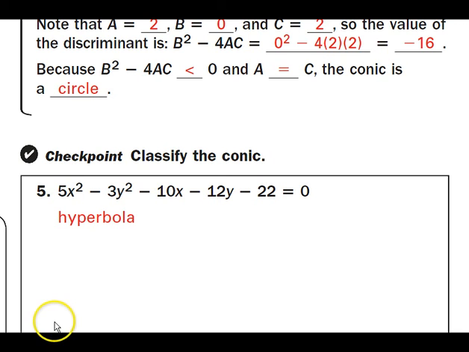And so because the discriminant is greater than 0, then the conic is a hyperbola since A is not equal to C. And that's it. That's it for the video.